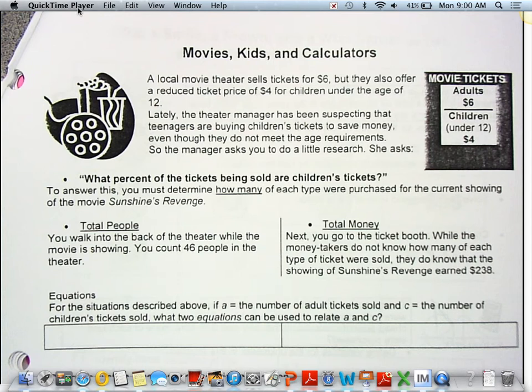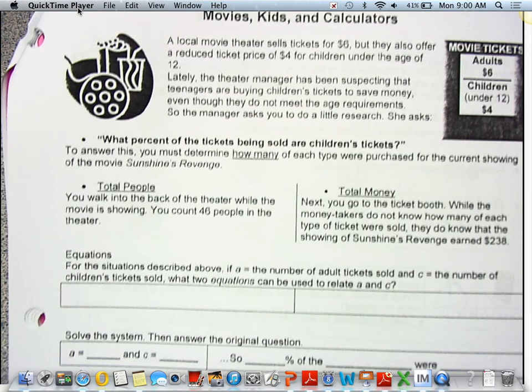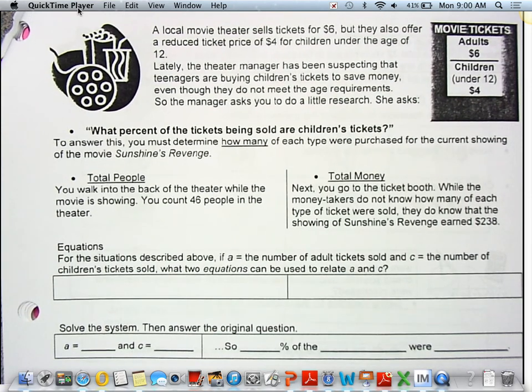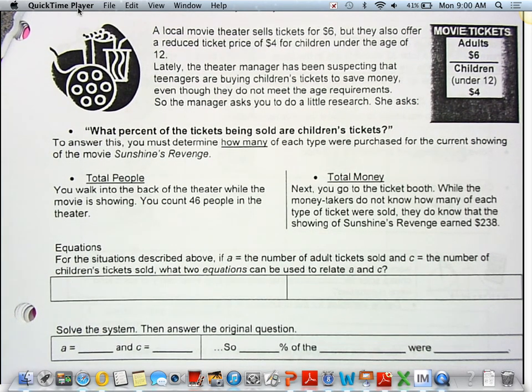Okay, so the manager asked you to do a little research. She wants to know what percent of the tickets being sold are children's tickets. So to answer this, you must determine how many of each type were purchased for the current showing of the movie Sunshine's Revenge. Okay, so we have total people.